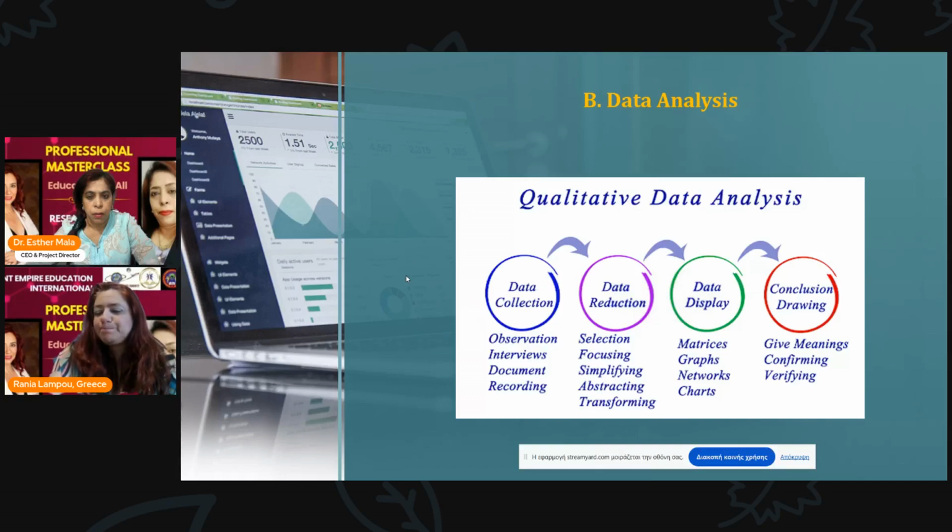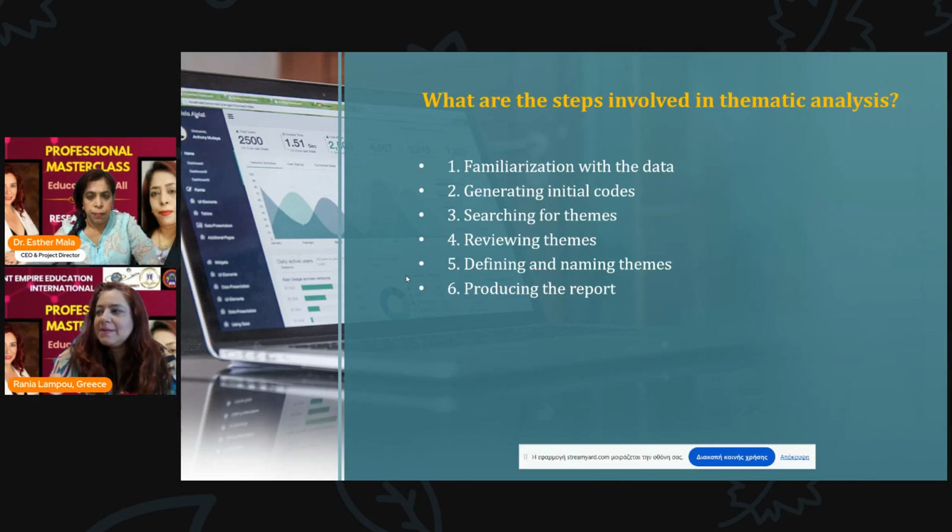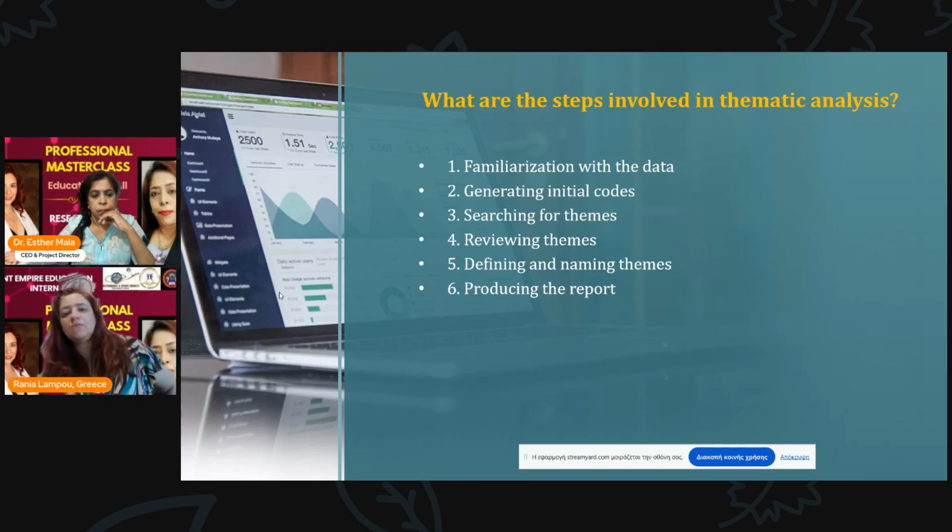Now, for data analysis, what are the steps involved in thematic analysis? Thematic analysis in qualitative research design is a method for identifying, analyzing, and reporting patterns, the themes, within qualitative data. It's widely used in social sciences and psychology. The most important framework, outlined by Braun and Clarke, includes 6 steps.